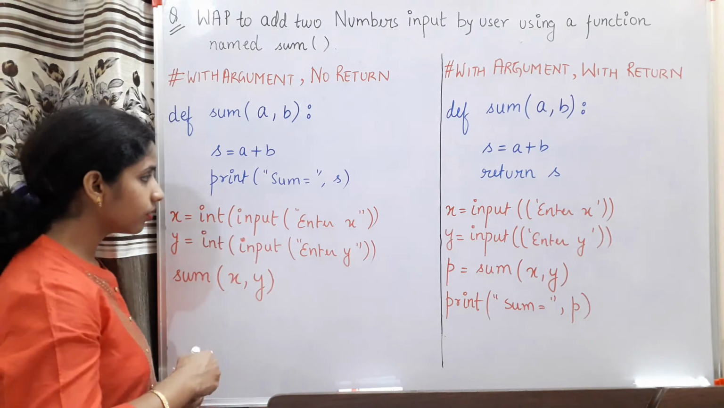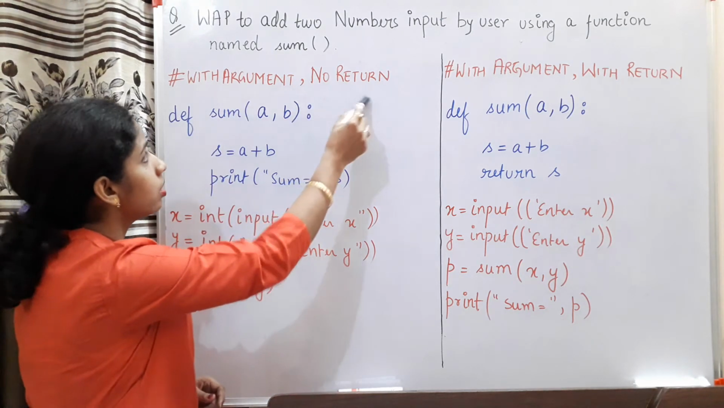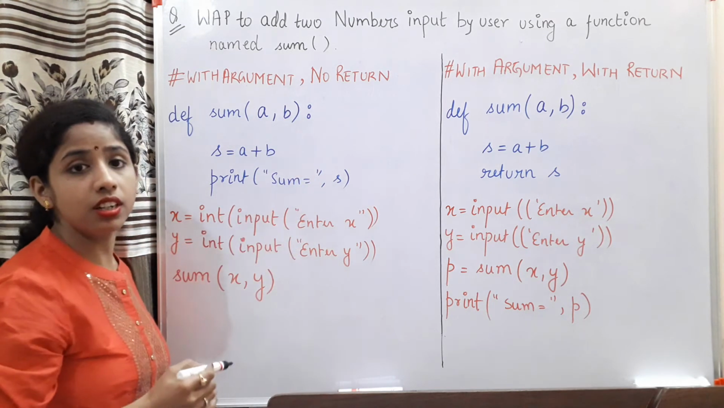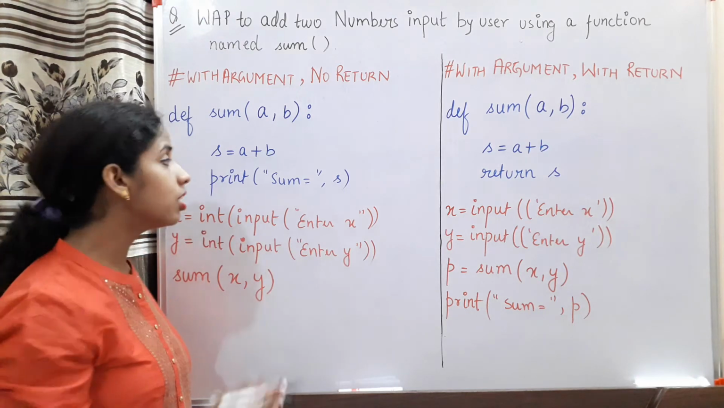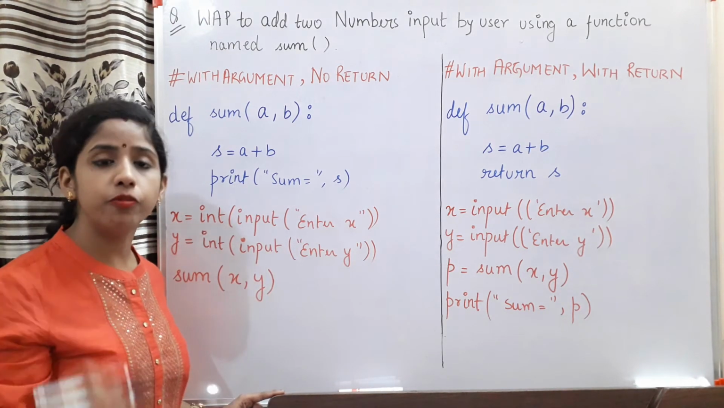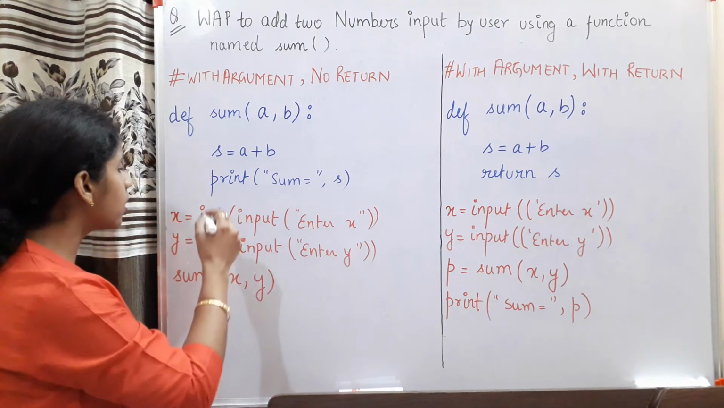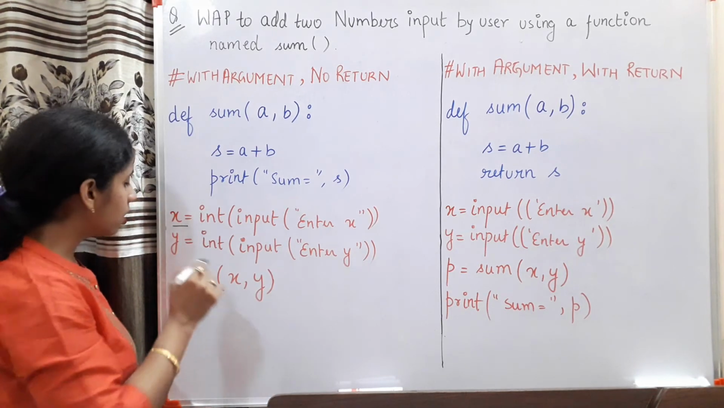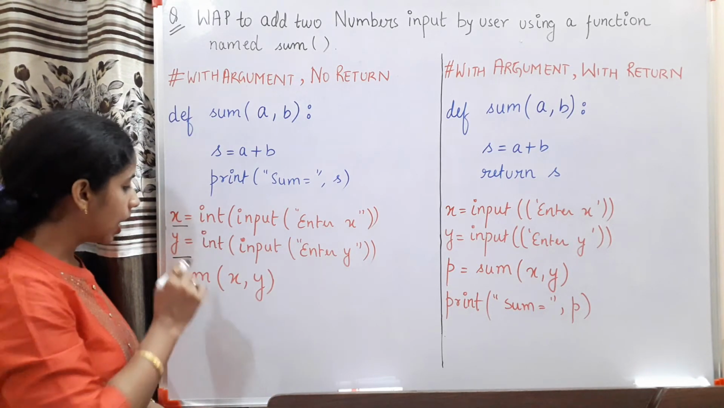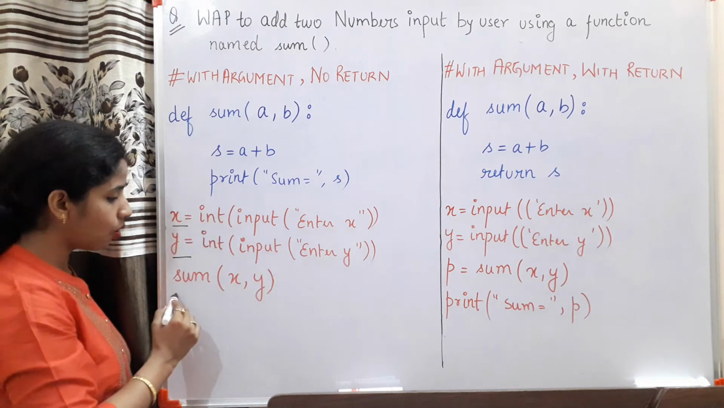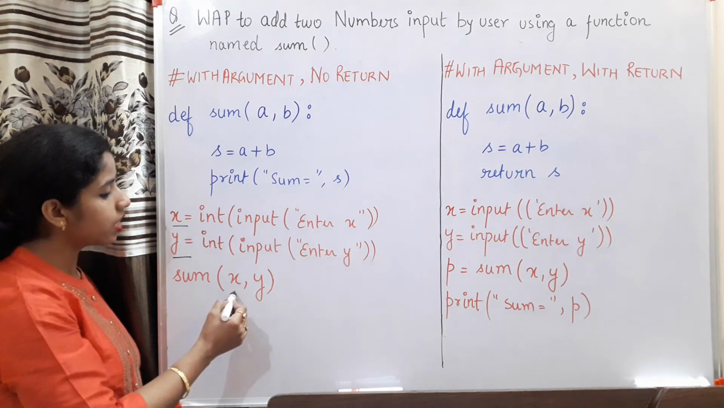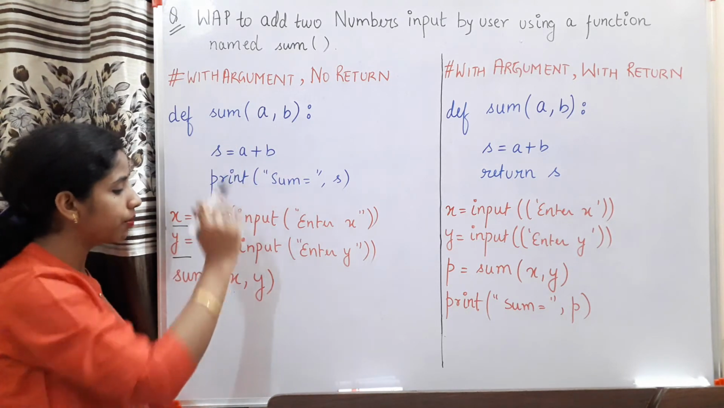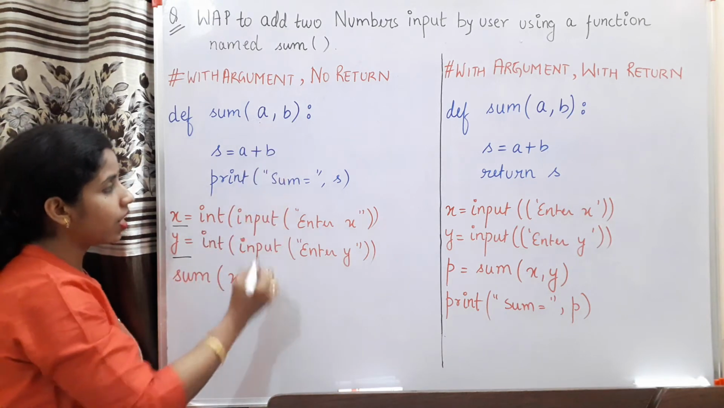Now see, in this case with argument no return means the function will receive the parameters but will not return the result. So if the result is not being returned, the result will be printed by the function itself. So see here, this is the main program. First the input of x is taken from the user, then the input of y is taken from the user, and then this main program is calling the sum function and sending x and y, because the sum function requires two parameters. So x is sent for A and y is sent for B.